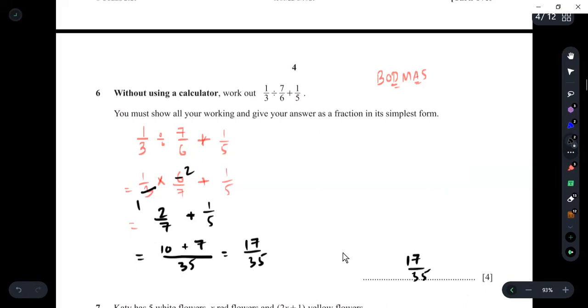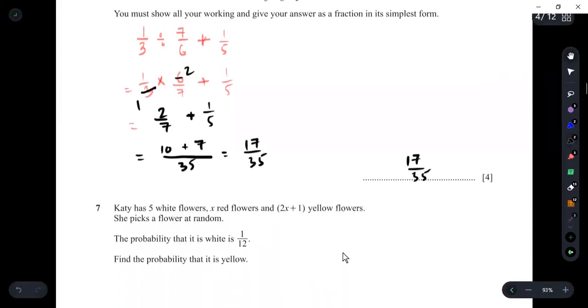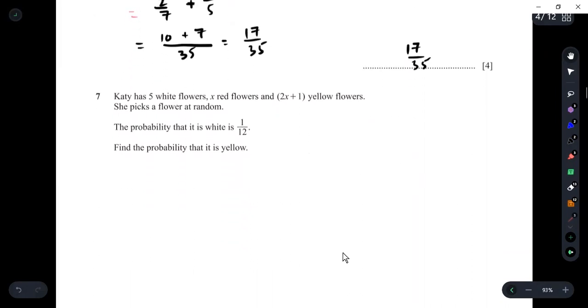So what you can do is use your calculator to enter this whole thing as it is using the fraction function, and make sure that you are getting an answer as a fraction, 17 over 35. So you can check your calculation on the calculator, but you can't just do this question directly on the calculator and write the answer like this. You are supposed to show the working because it's clearly mentioned here.